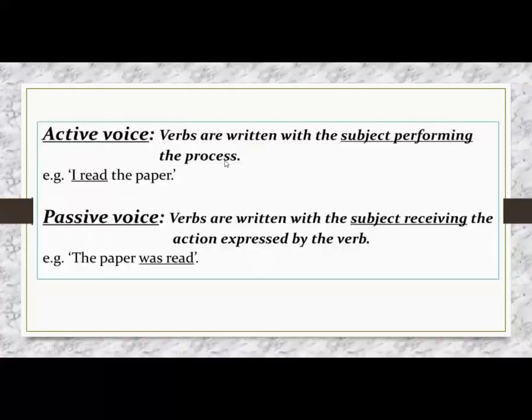Active voice verbs are written with the subject performing the process. Example: I read the paper. How can you know whether this sentence is read or read? How would you know this? The simple thing is that I is always used as read.